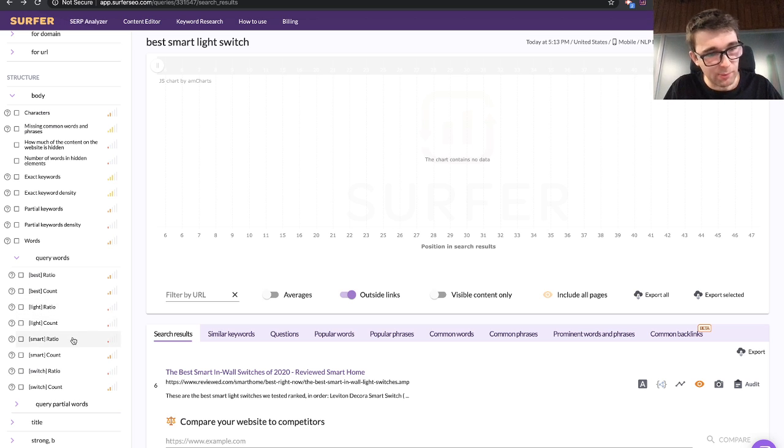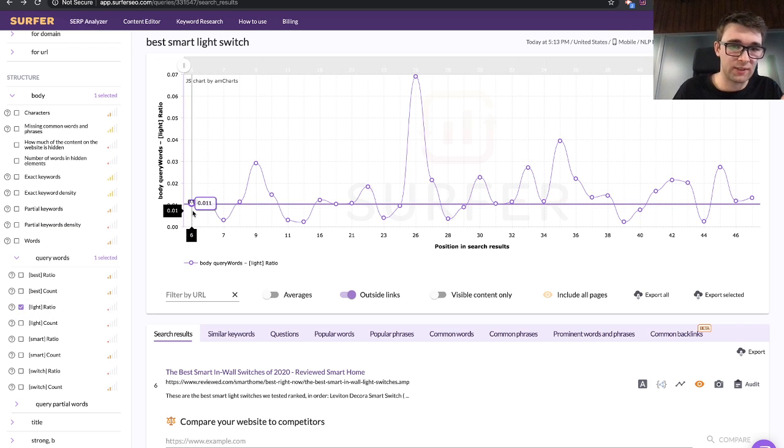The light, the smart, and the switch are much more important terms, much more meaningful to the content. So let's take a look at the light. I will check the light density. And in the case of the light, I'm just fine. I'm on spot compared to number 6.